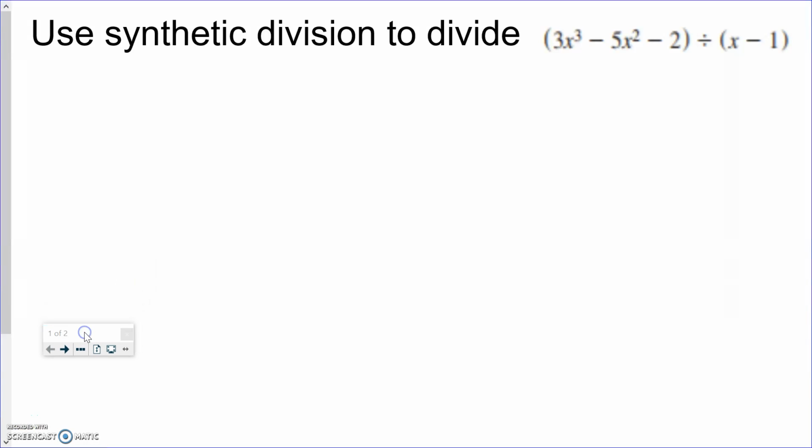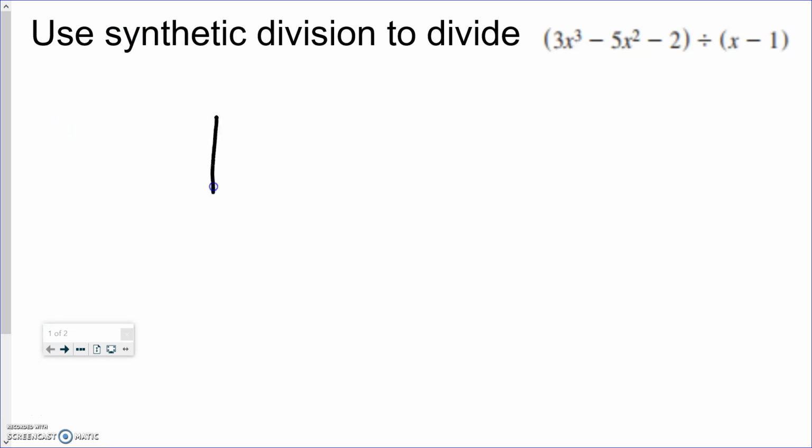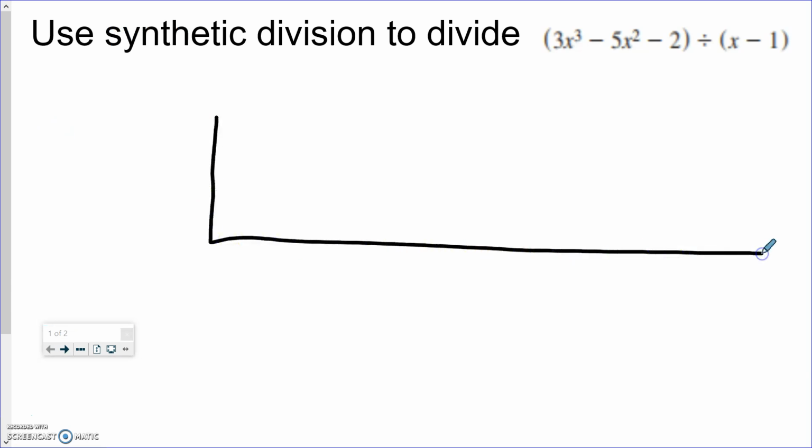So today we're going to be using synthetic division to divide polynomials. Our first step is to go ahead and draw our synthetic division symbol. Remember, with synthetic division, we're only really concerned with our coefficients. We're not concerned with our variables at this moment. The only thing we need to worry about with our variables is to make sure that our coefficients go in order by what variable they have.